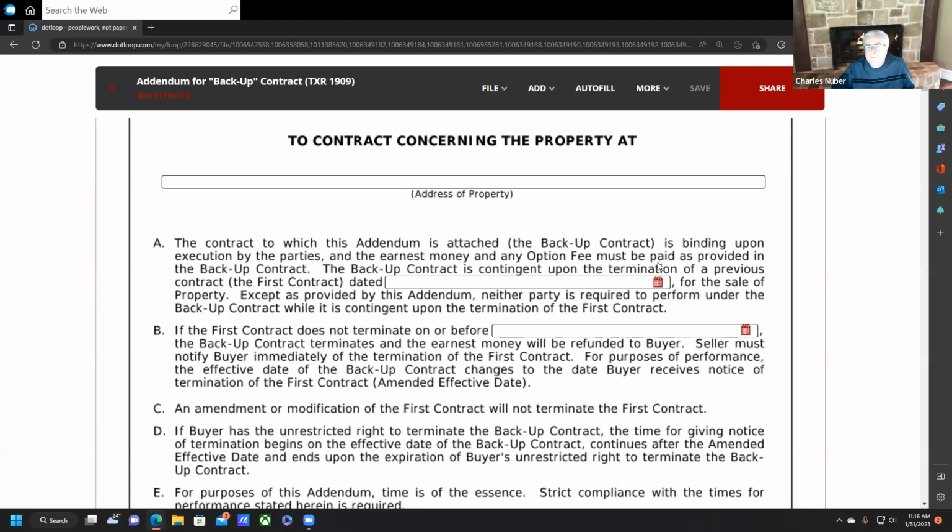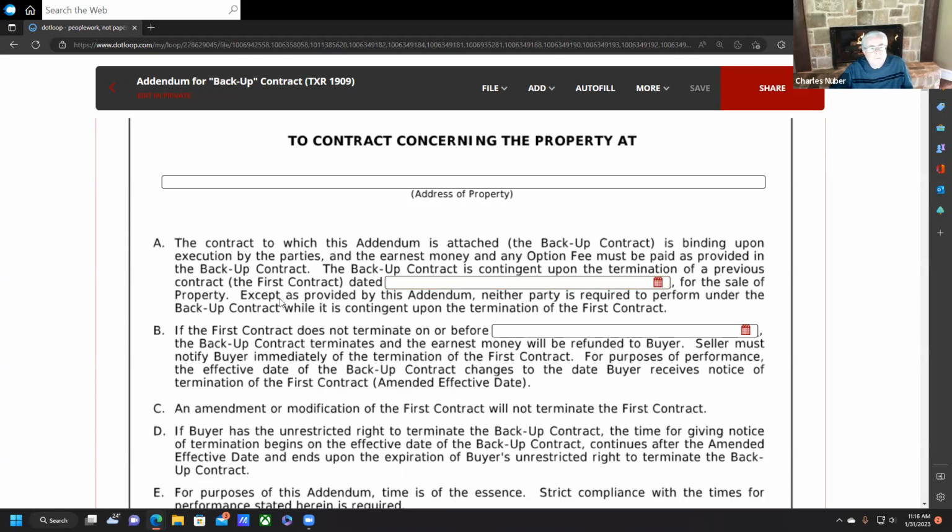So option fee must be paid as provided in the backup contract. The backup contract is contingent on the termination of a previous contract, the first contract dated. Okay, so how do you find that date at 10 o'clock at night? If it's active option or pending or active contingent, if you'll scroll down to the bottom of the listing on MLS, you will see contract date. So that way you can find that date without bothering the listing agent at 10 o'clock at night.